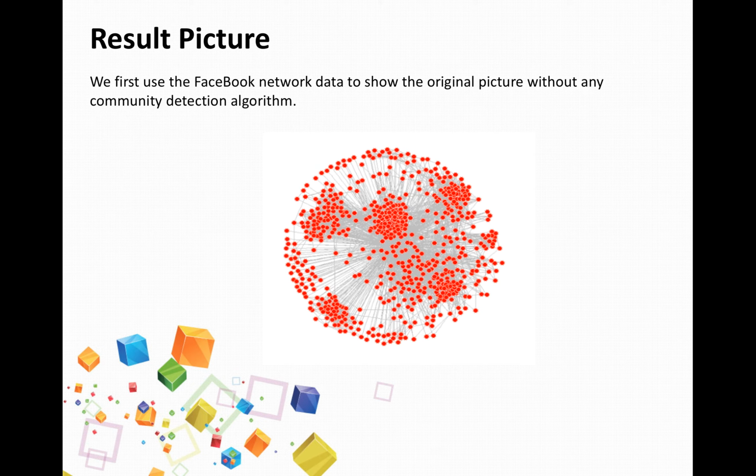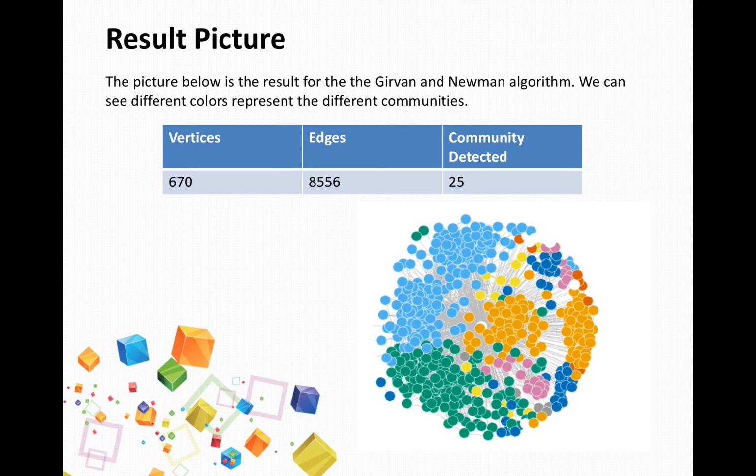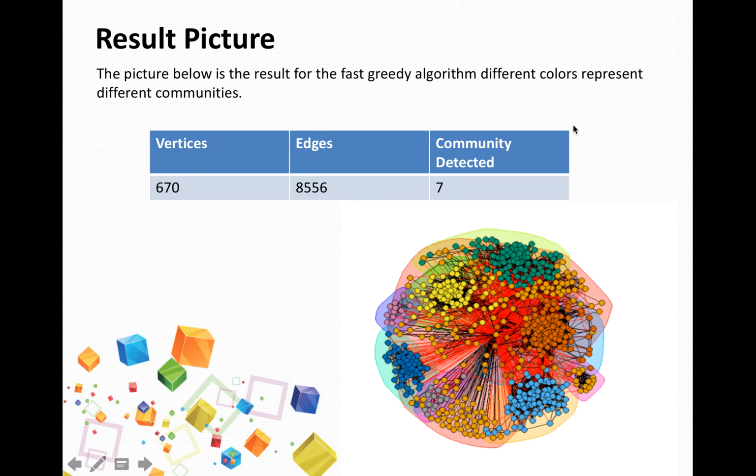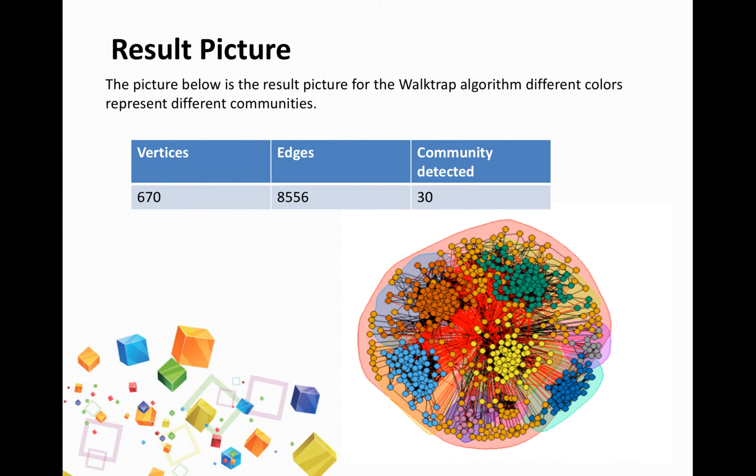Here is the result. We use Facebook network data to show the original picture without any community detection algorithm, which means without grouping. Here is the result for the Newman algorithm. We can see different colors represent different communities, also some basic information: vertices, edges, communities detected. It's the result for the fast greedy algorithm, different colors, different communities. Result for the walktrap algorithm.